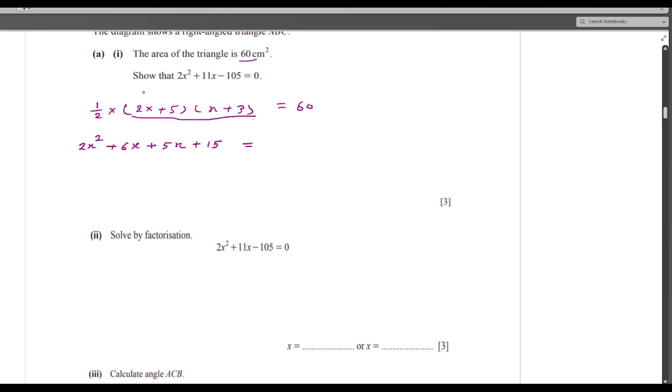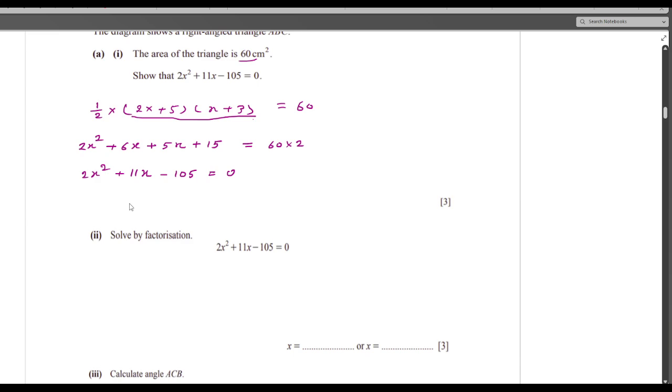I'm moving this 1 by 2 on the other side, so it is 60 times 2. Now let us bring this 60 times 2, that is 120, on the left side. So we have 2x square, 6 plus 5 is 11x, and 15 minus 120 is minus 105. This is equals to 0.